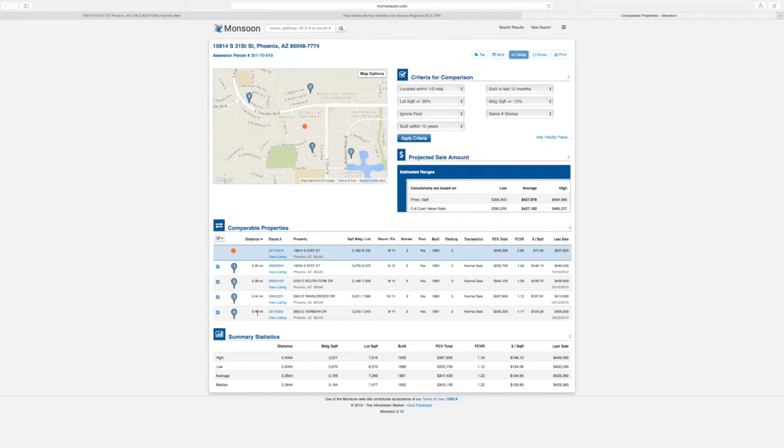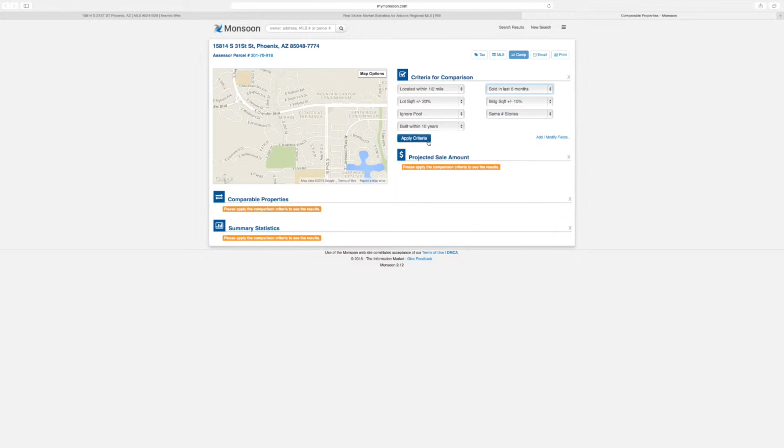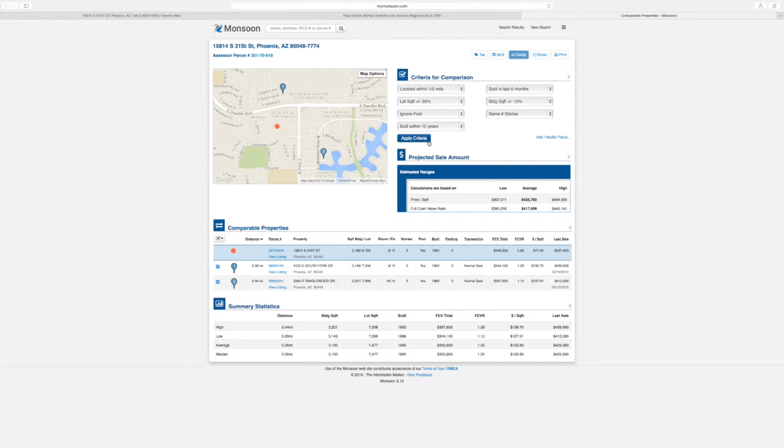So sweet. So we have 4 other homes that are in the range here. This kind of shows the price per square foot and the full cash value ratio. If we do price per square foot, the highest one was $464. The lowest is $395, give or take 20% in the lot, give or take 10% in the building. This is 6 months, and we want to see if it takes too many homes away from us. So we have 2.